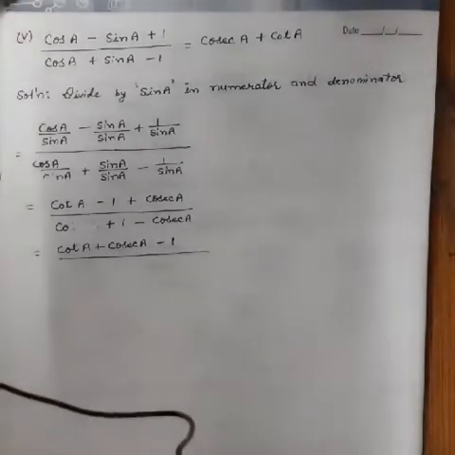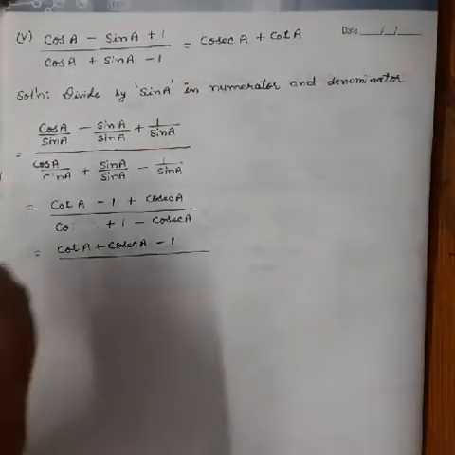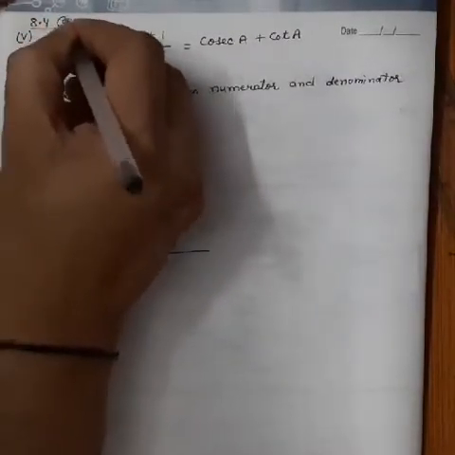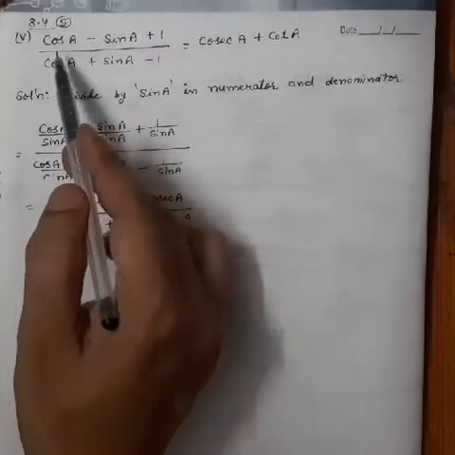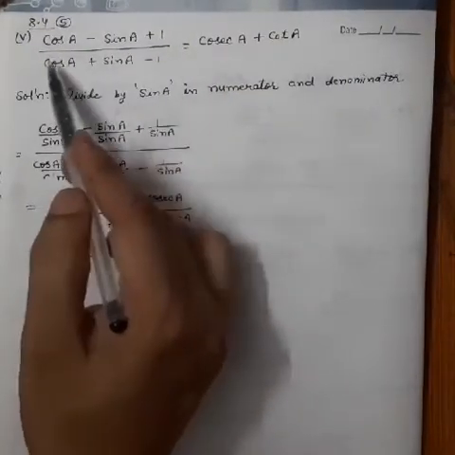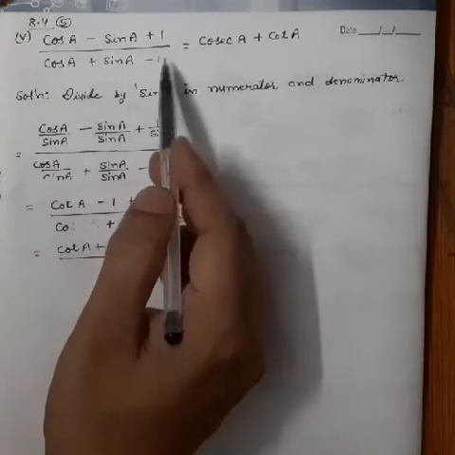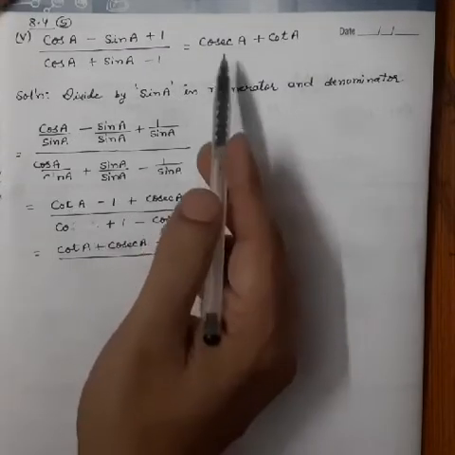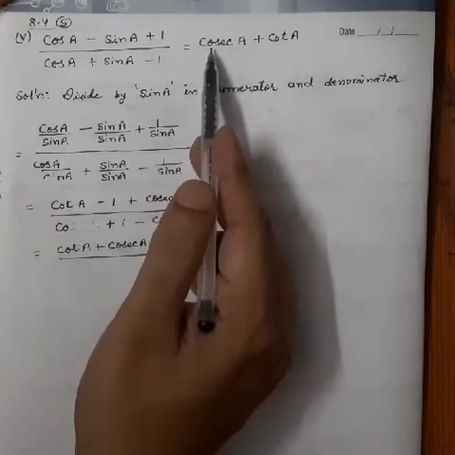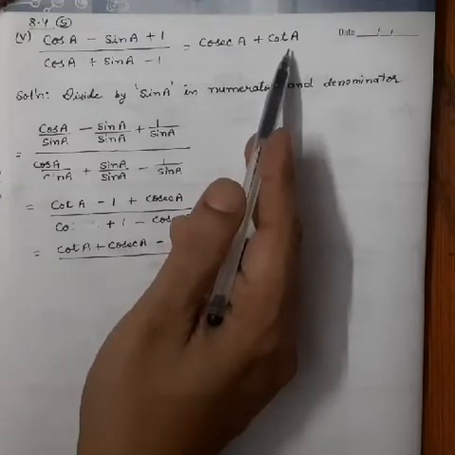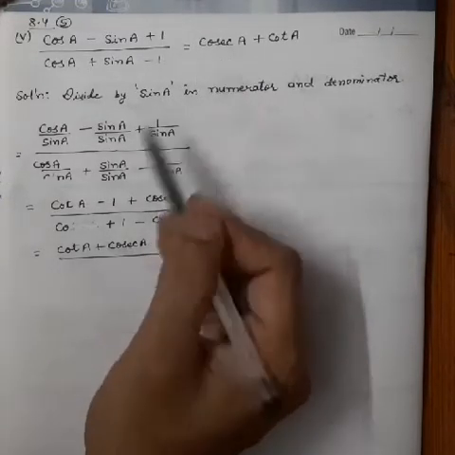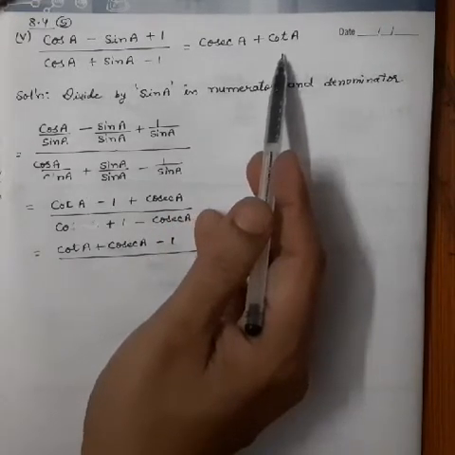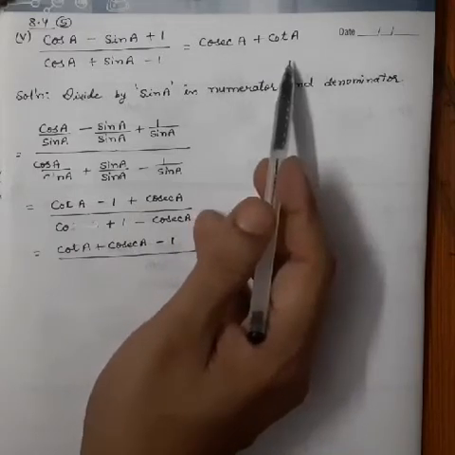Again, very important question of chapter number 8, exercise 8.4, question number 5, fifth part. What is given? (Cos a minus sin a plus 1) upon (cos a plus sin a minus 1) equal to cosec a plus cot a. In this one you have to see RHS. What is cosec a plus cot a? Cosec a is what? 1 upon sin a, clearly, and cot a is what? Cos a upon sin a. It means in the denominator there is sin a, no?